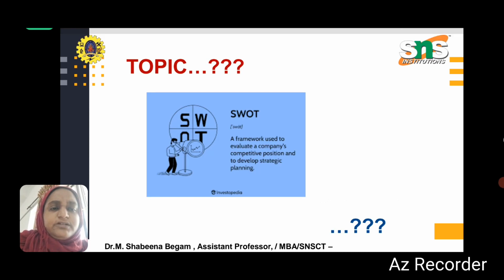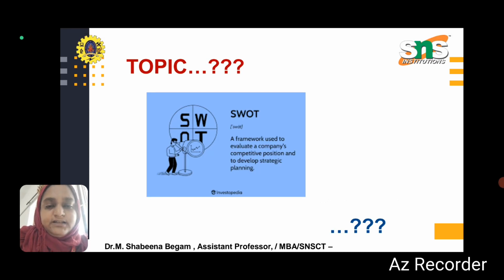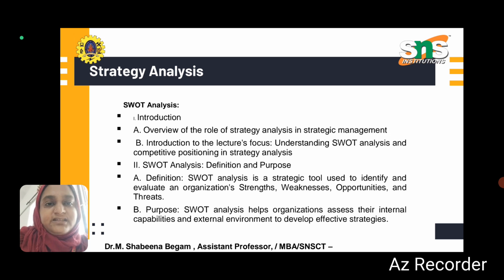When we talk about competitive advantage and dynamics, we can see that we have to analyze the SWOT. What is the strength of the organization? What is the weakness of the organization? What are the opportunities that are present for solving a situation, and what could be the threat if it occurs? So all of this is to be discussed here.